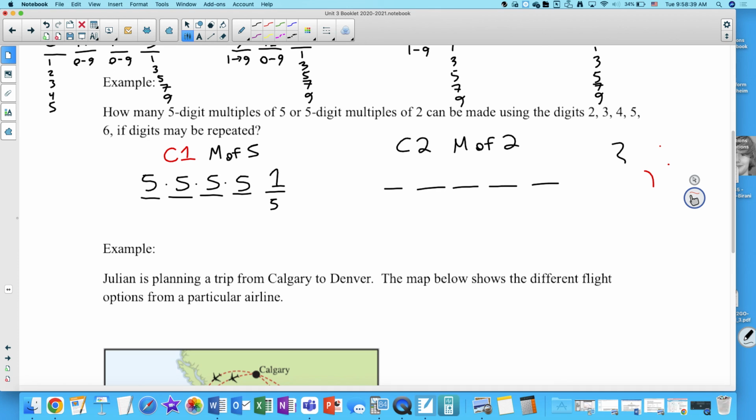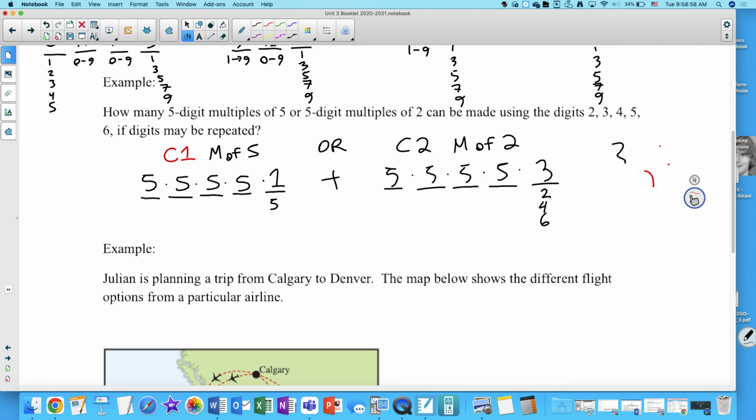2, 4, or 6, because it has to be even. So 5 times 5 times 5 times 5 times 3. Okay, whatever that works out to be. And then, of course, we would add them because it either has to be case 1 or it has to be case 2.